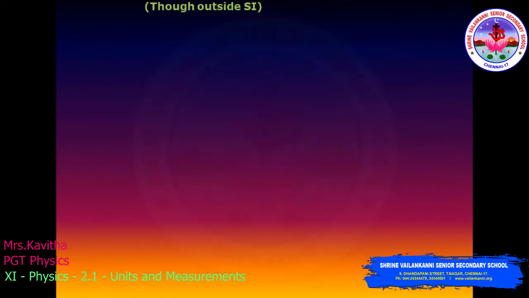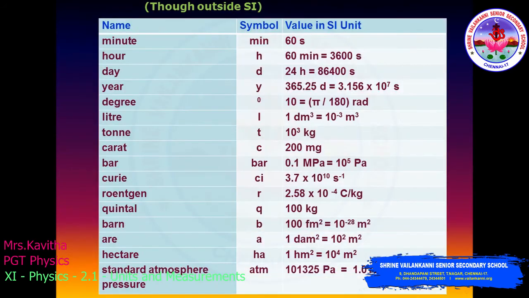So now we can see some units retained for general use. See that minute, these are all the things we know very well. For your convenience, I have given a tabular column: minute, hour, day, year, everything you can see. The year is 3.15 into 10 power 7 seconds. The degree is equal to pi by 180 radian. Like that you can view it.